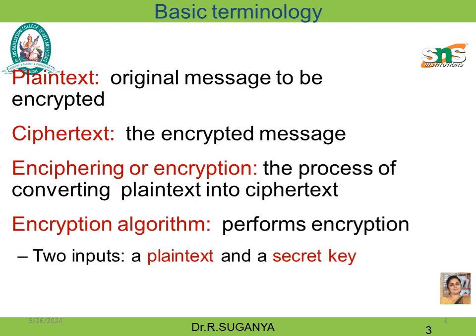The basic terminologies are plain text, ciphertext, enciphering or encryption, and encryption algorithm. Plain text is the original message to be encrypted. Ciphertext is the encrypted message. Enciphering or encryption is the process of converting the plain text into ciphertext. The encryption algorithm performs encryption and has two inputs, a plain text and a secret key.